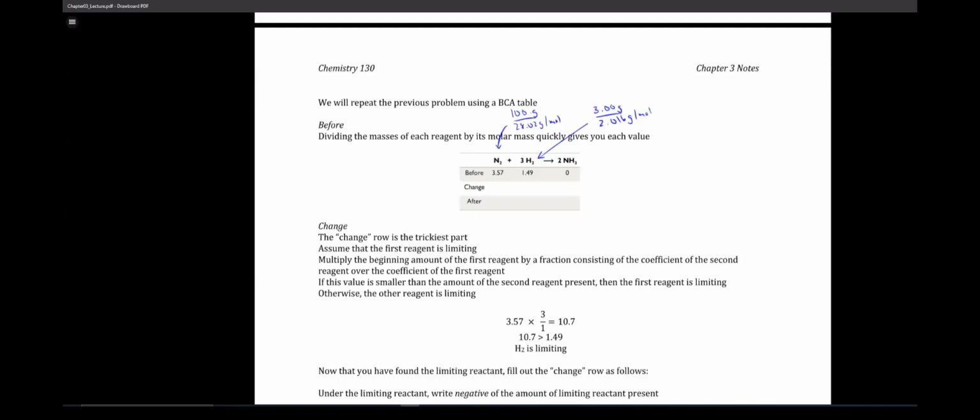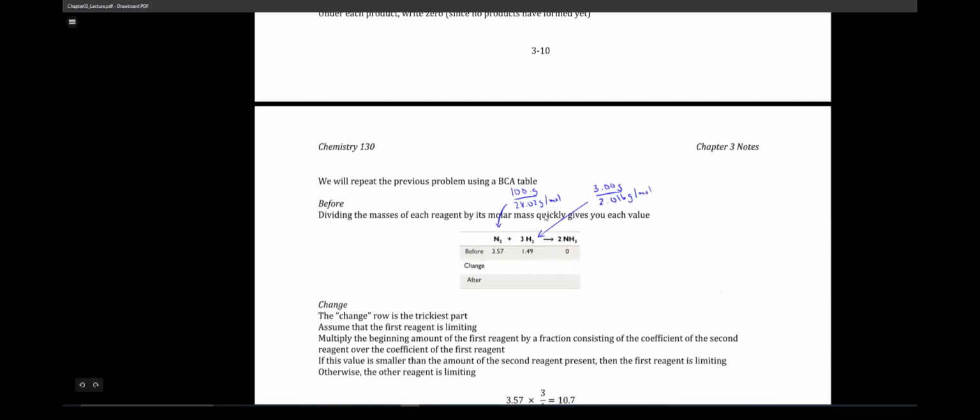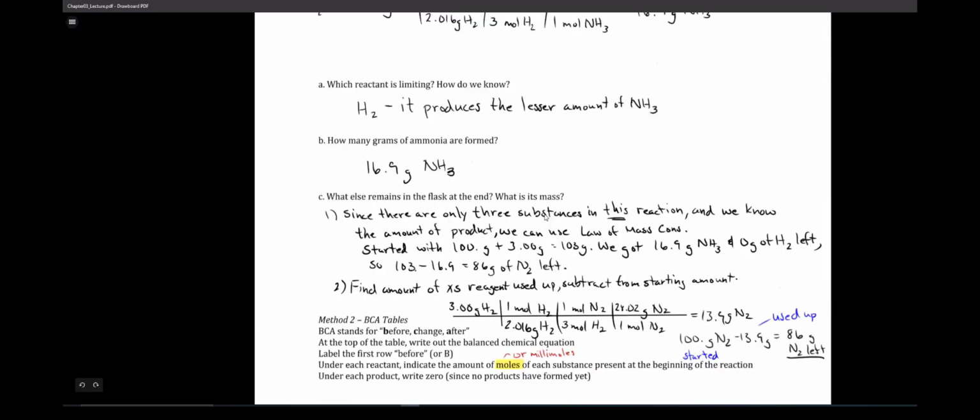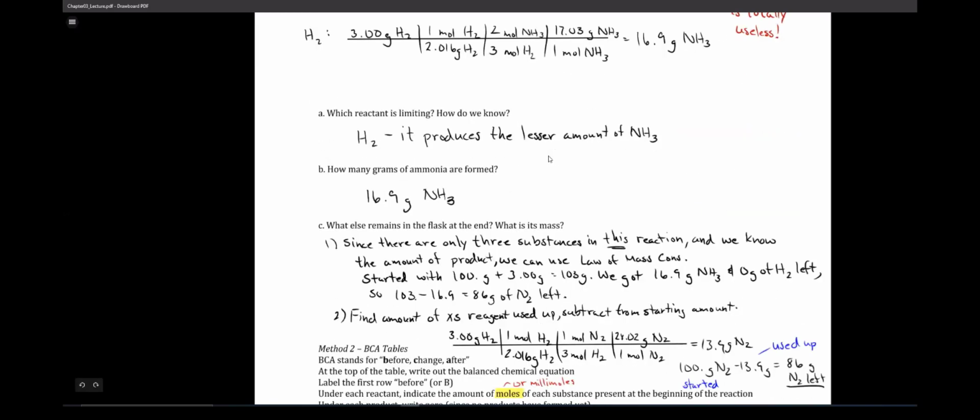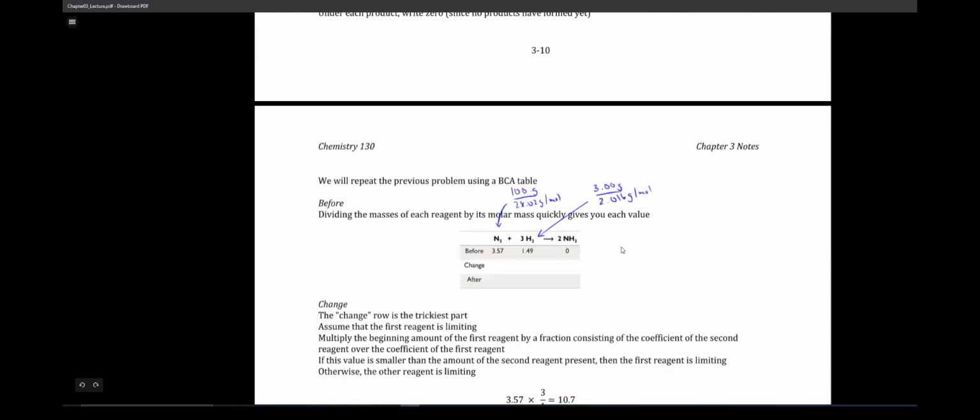Why is there a 0 under ammonia? Because according to the reaction, what did I mix together? I mixed 100 grams with 3 grams. I never add any ammonia to this, right? Ammonia is what's formed later. So you are starting with no ammonia. Can we all accept that? Yeah, it gets formed later. So with the B table, we're assuming no reaction has occurred yet.